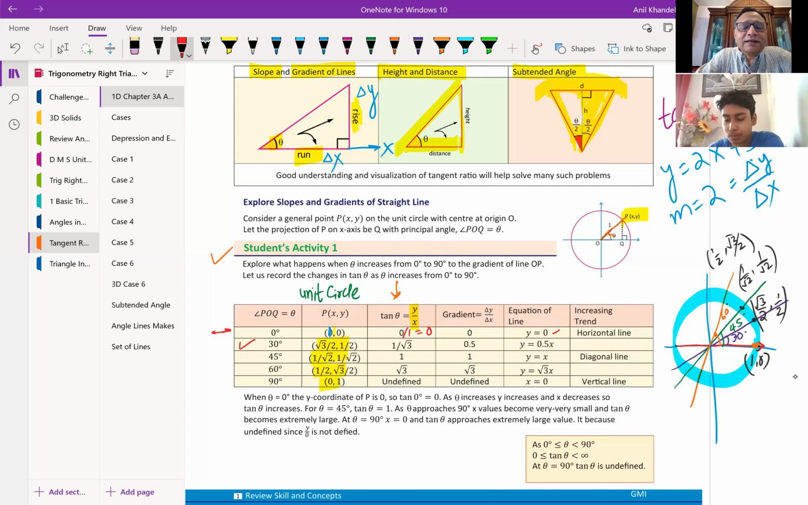If the angle is 30 degrees, then the coordinate point is square root 3 over 2 as the x value, and the y value is half. So what is y over x? Y over x is half divided by square root 3 over 2, right? Yes, sir. So the 2s cancel and you get 1 over square root 3. So 1 over square root 3 will be the value. There was a wrong calculation here. The gradient will be 1 over square root 3.